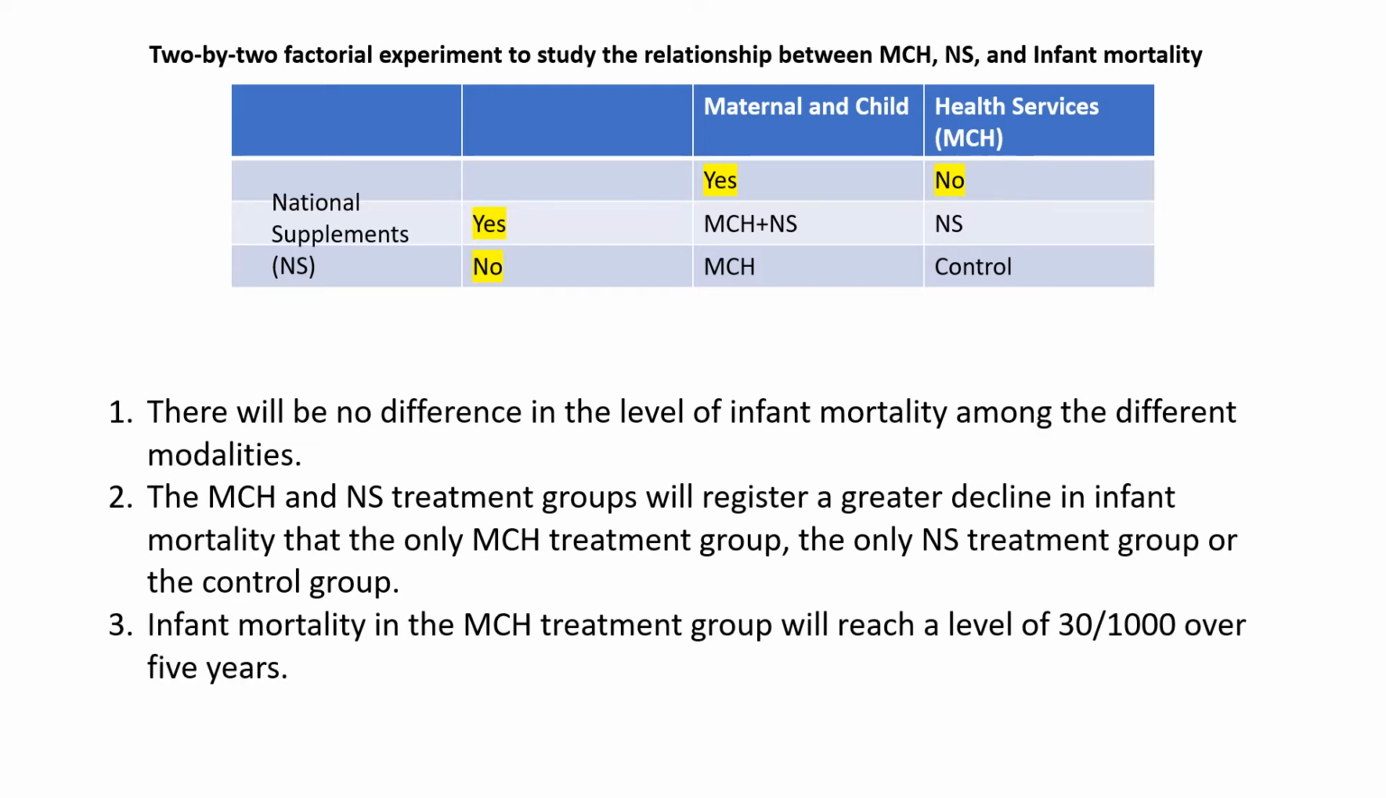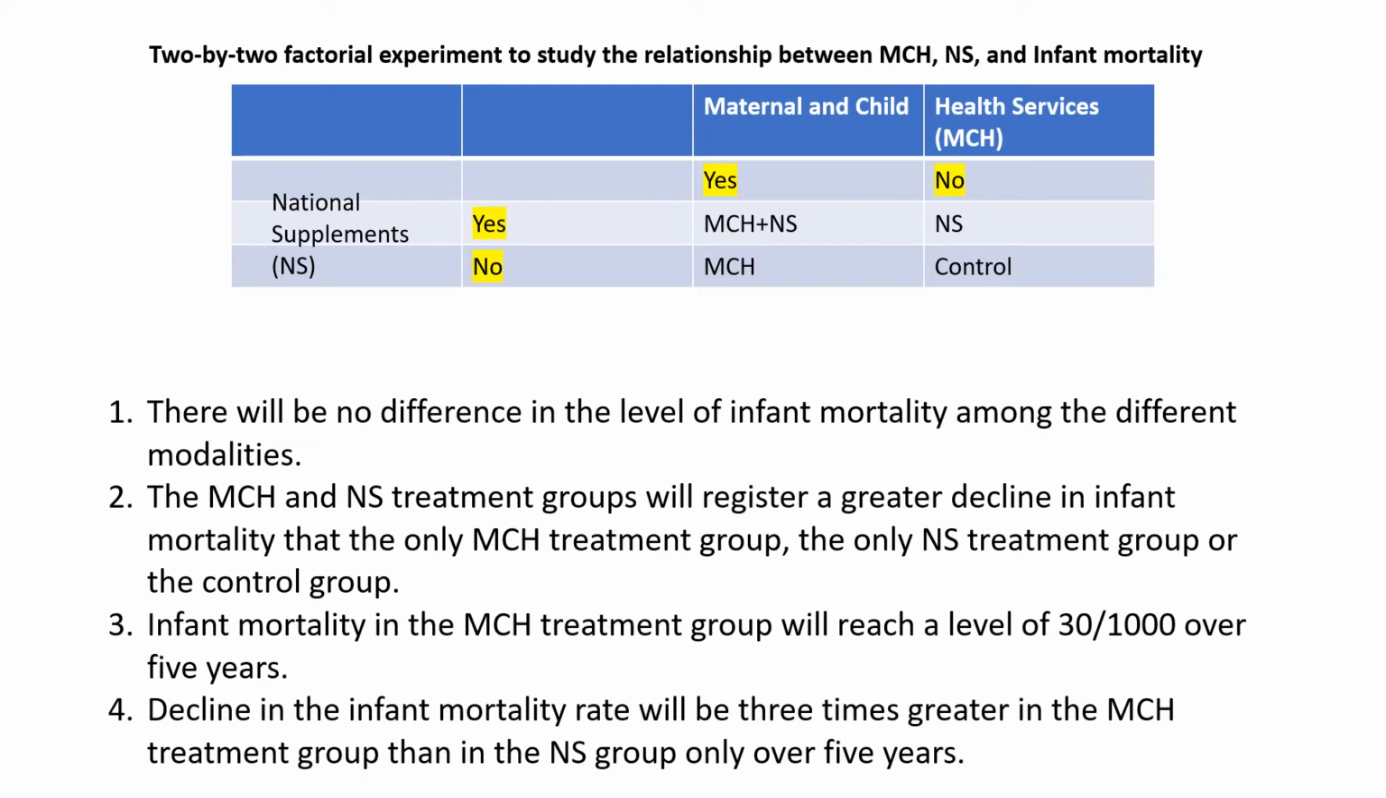We can also say that infant mortality in the MCH treatment group will reach a level of, let's say, 30 per 1000 over 4 or 5 years. Or we can say that the decline in the infant mortality rate will be 3 times greater in the MCH treatment group than in the NS group only over 5 years.